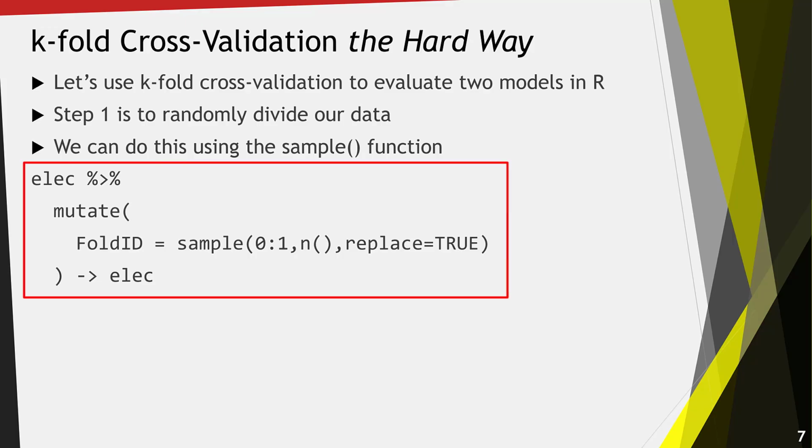So in the prototype code that I have here, I'm taking my electricity data tibble, I'll pipe it to the mutate verb, and I'll generate a variable called fold ID. Using the sample function, it will take either values 0 or 1. I use the n function to tell R how many times I'd like to sample, which is the number of observations in my data set, and I set the replace option equal to TRUE, saying that I can use the values 0 and 1 more than once.